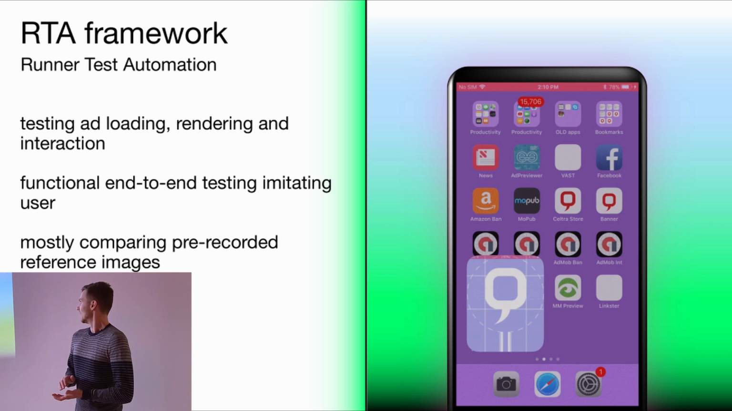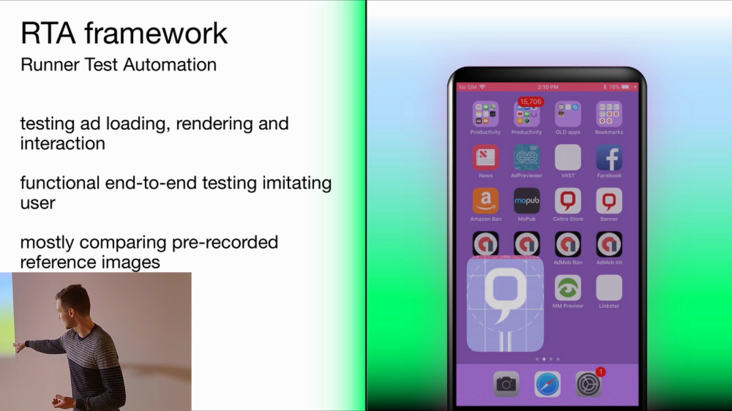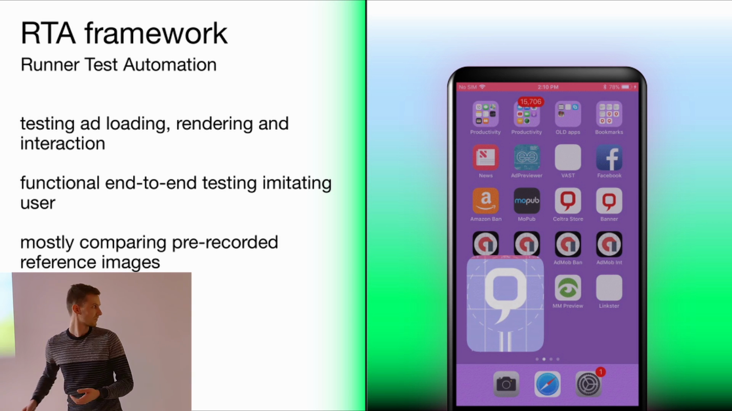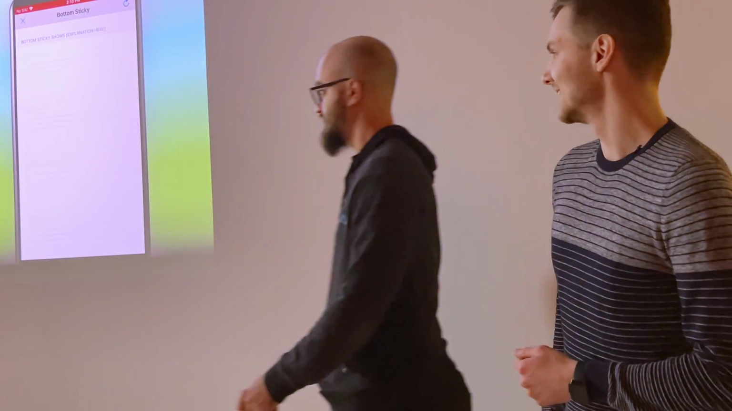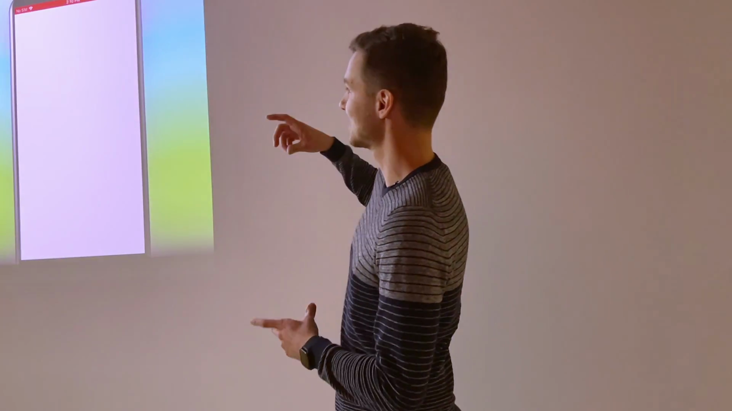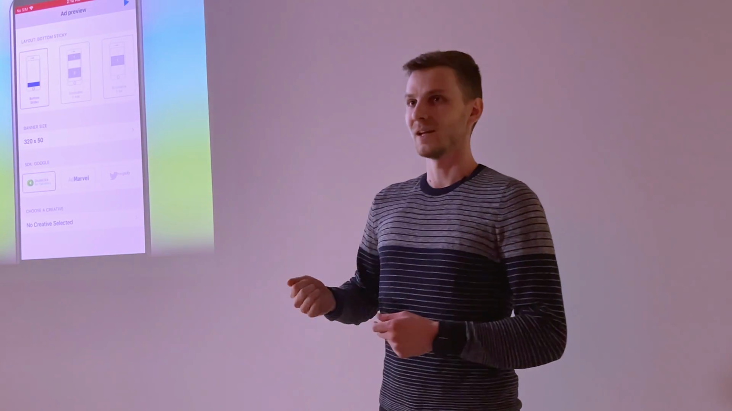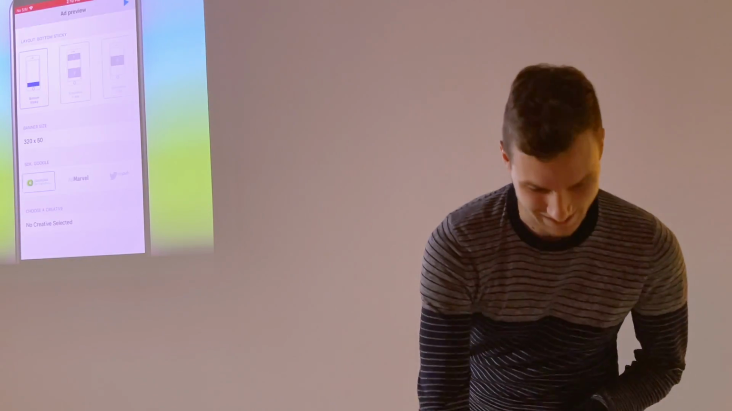So here on the right is an example of a test. The test is loaded, we click on it, it expands, then we interact with the ad and then close it. Each of these steps is validated by image comparison. So we mostly use image comparison for validating the test steps, and we have thousands of pre-recorded reference images. So it's a lot to maintain.